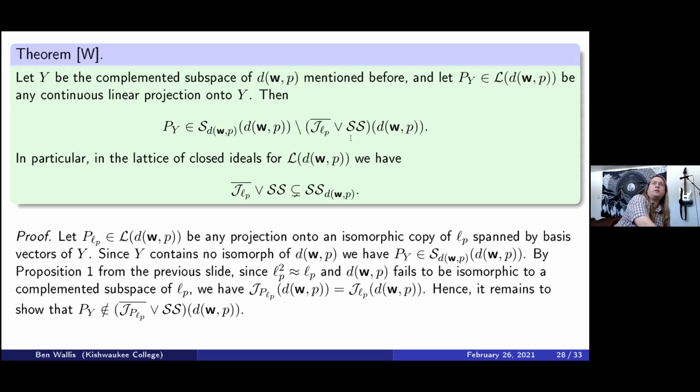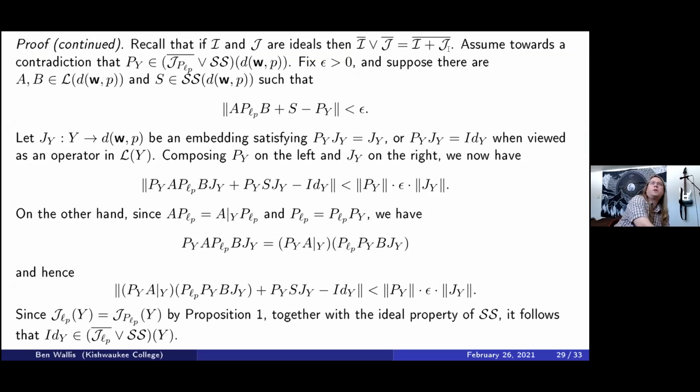And do I have time to prove this? Probably not. I think I've only got 4 minutes, right? I do want to show one part of the proof. The mechanics of this proof is to make this note right here, to note that the join of two closed ideals is equal to the closure of their sum. And since the LP factorable operators are an ideal, not just a set, they're an actual ideal, all you need to do is assume towards a contradiction that this projection can be approximated by some LP factorable operator plus a strictly singular operator.